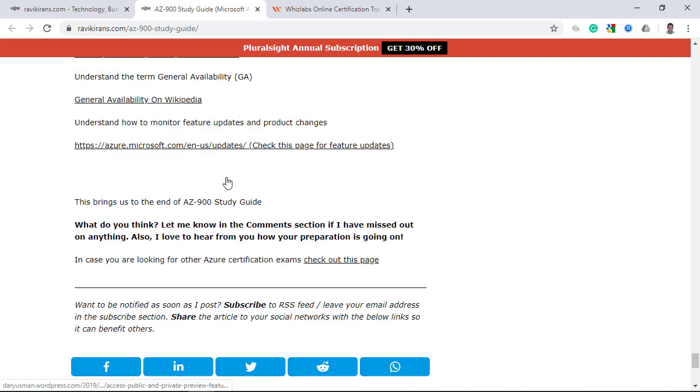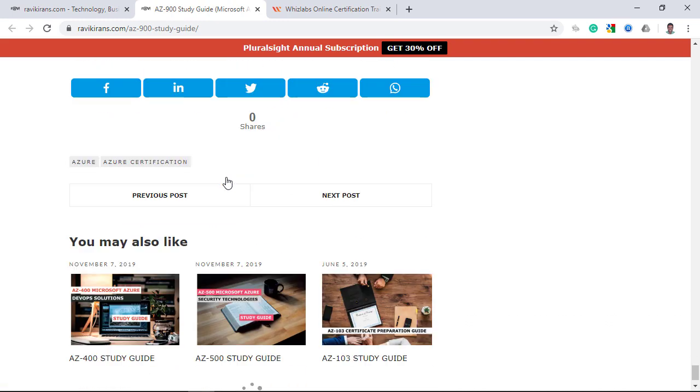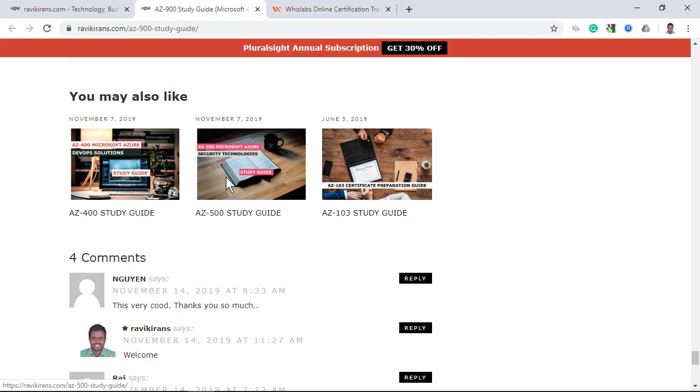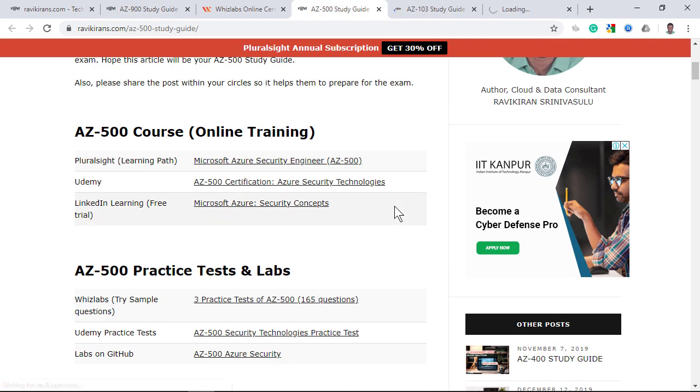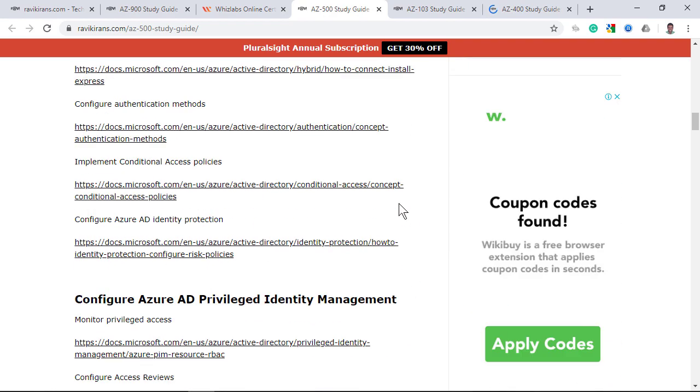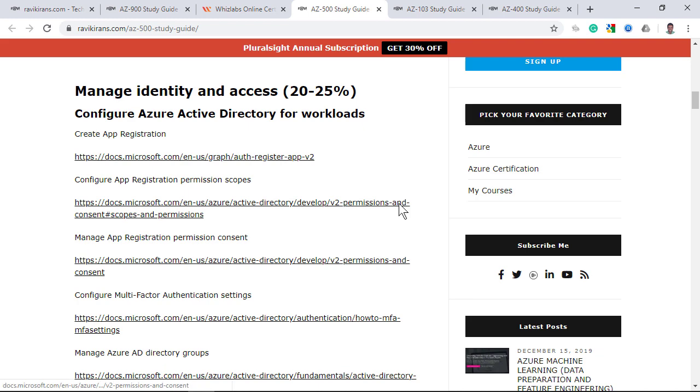Not only AZ-900, I have also produced study guides for a lot of other certifications like AZ-500, 103, 400, pretty much everything is available in my blog. So you can find all the training resources. For some, you have the Pluralsight learning path and all the different information that you would need before going for the exam.